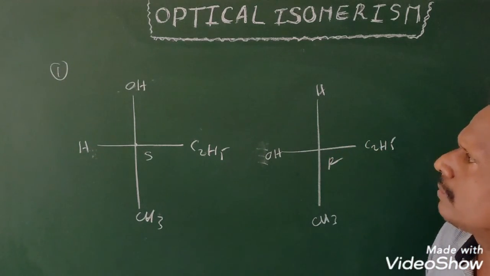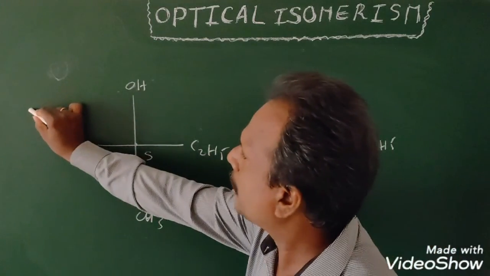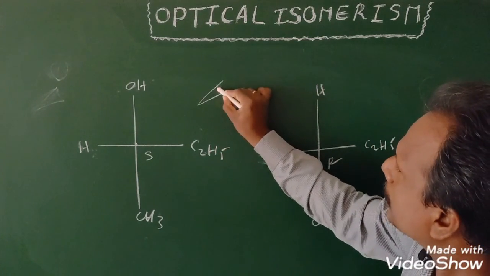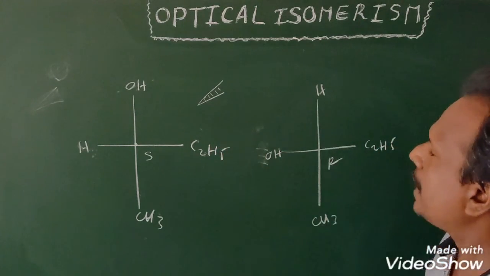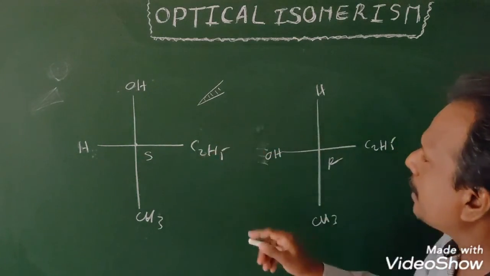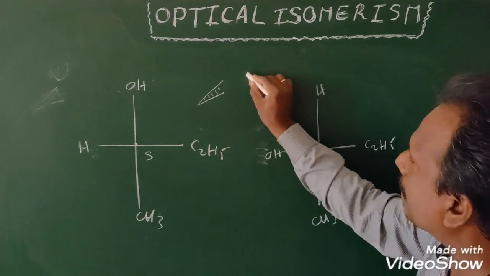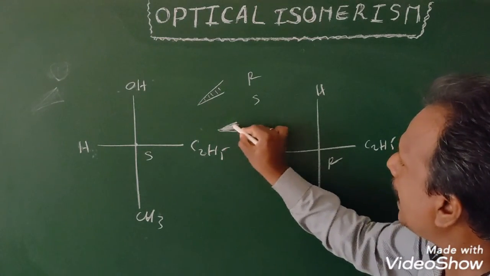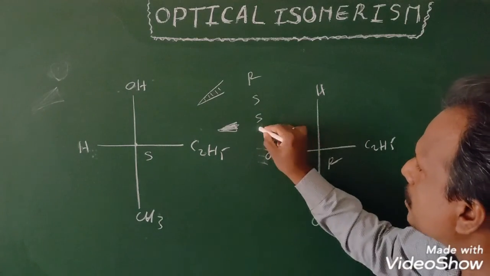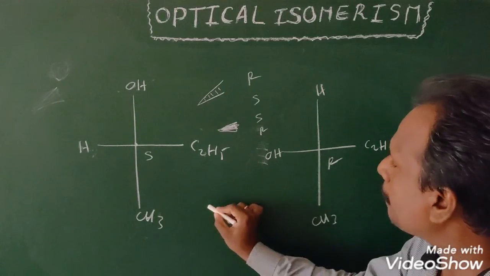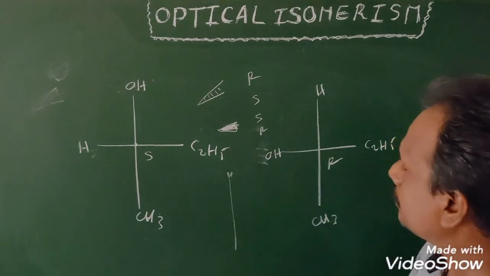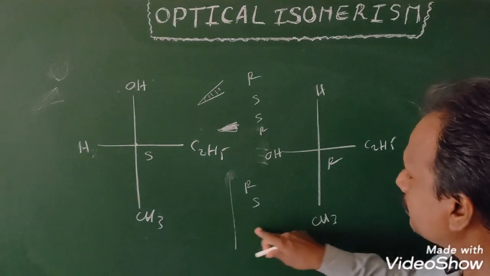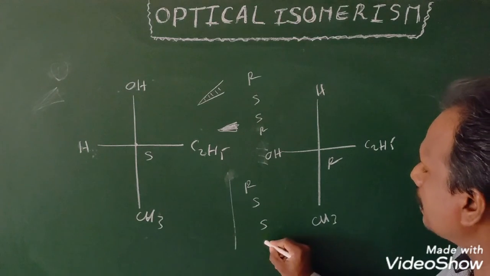Next, in wedge-dash projection, if the small group is below the plane, then for clockwise arrangement of the 4 groups the chirality of the chiral carbon is R, and for anti-clockwise it is S. If the small group is above the plane, that means thick wedge above the plane, for clockwise it is S and for anti-clockwise it is R. In Fischer projection, if the small group is vertical, then for clockwise it is R and for anti-clockwise it is S. If the small group is horizontal, then for clockwise it is S and for anti-clockwise it is R.